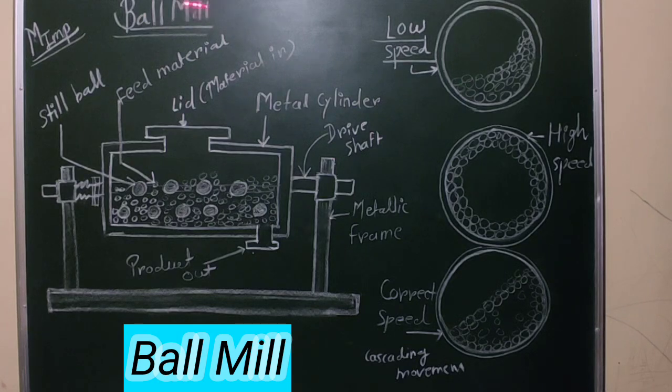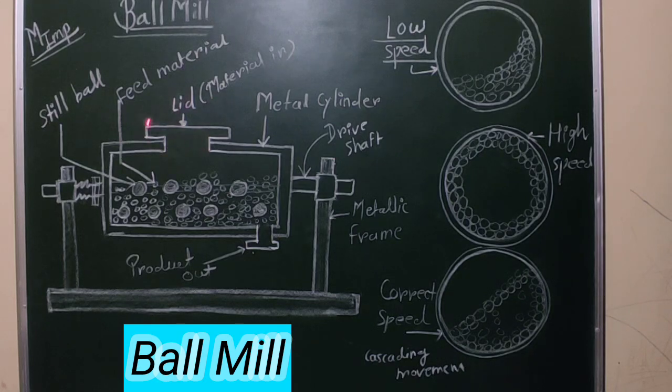See the construction of the ball mill. The ball mill consists of this metallic frame. This metallic hollow cylinder is mounted on the metallic frame. It has the drive shaft. Drive shaft means this shaft is the rotating one. When it is rotated, the hollow metal cylinder also rotates.